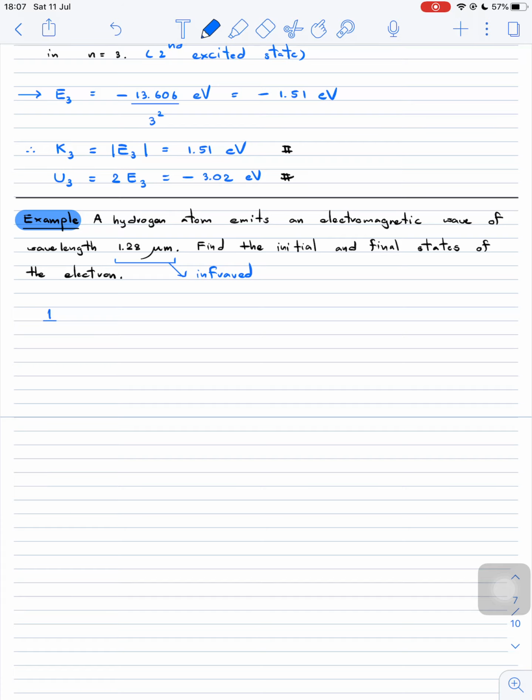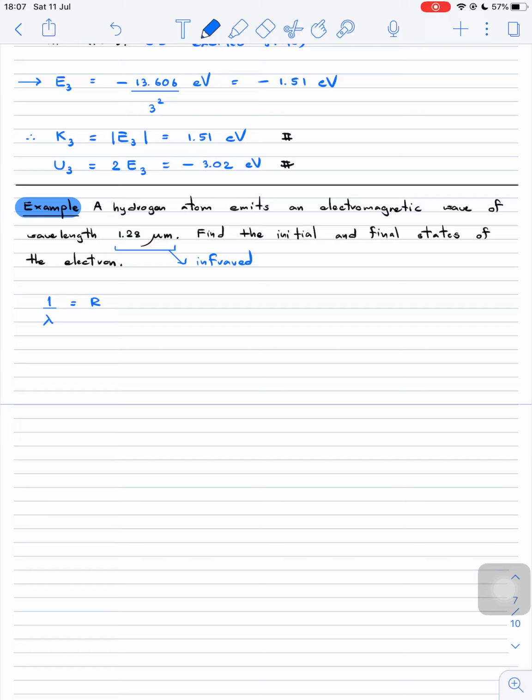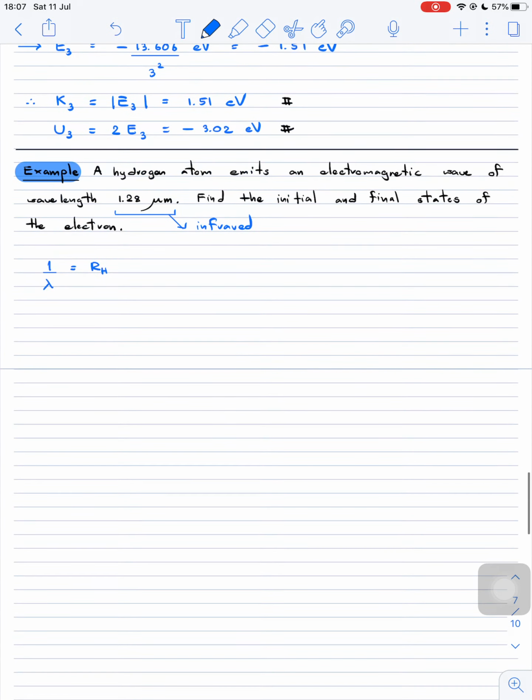We have 1 over lambda equal to R_H times the absolute value of 1 over Ni squared minus 1 over Nf squared. So now to work on this one, let's just do something. It said that the hydrogen atom emits an electromagnetic wave of the wavelength equal to this.